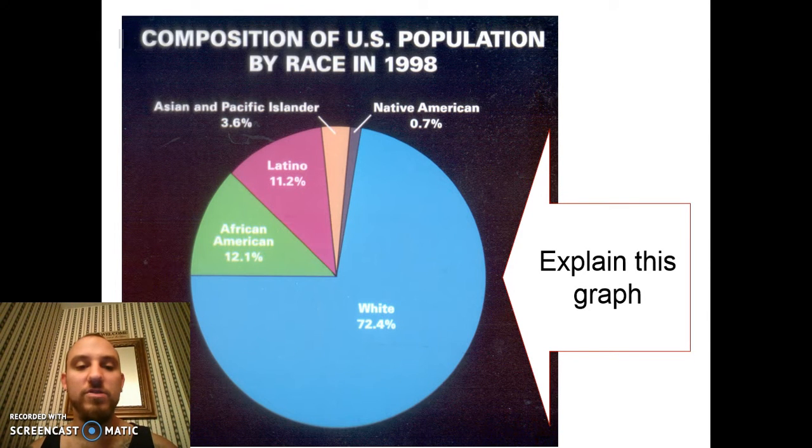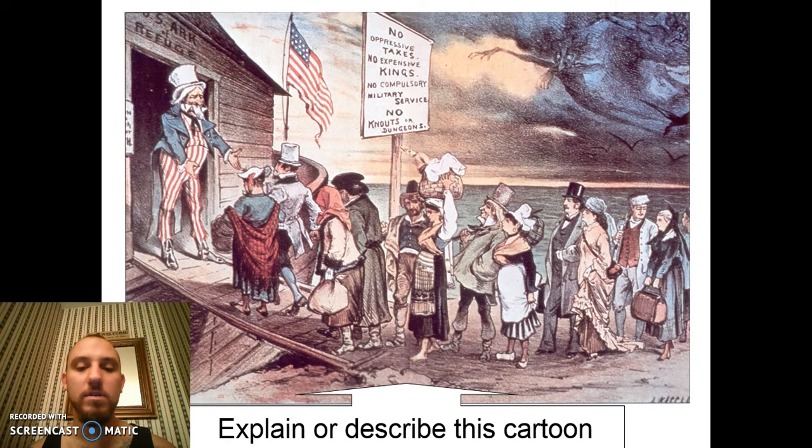This is a graphic showing the composition of the United States population by race in 1998. And if you look at this cartoon, it relates to immigration because you can see people coming onto a boat going to the United States, and take note of the demons and darkness that they're fleeing behind them and the sunlight behind the American flag.